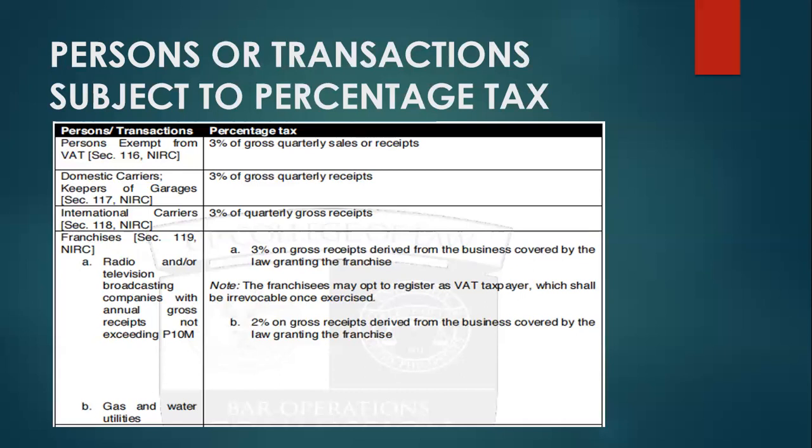Okay? Gas and water utilities. They are subject to 2% on gross receipts derived from the business covered by the law granting the franchise. So gas and water, that is subject to 2%. Okay? So Section 119 provides that, any provision of general or special law to the contrary notwithstanding, no franchise tax shall be levied, assessed, or collected in respect to all franchises on radio and television broadcasting companies whose annual gross receipts of the preceding year do not exceed 10 million, subject to Section 236 of the Code, a tax of 3%. Gas and water utilities shall be subject to 2% on the gross receipts derived from the business covered by the law granting the franchise. Okay?